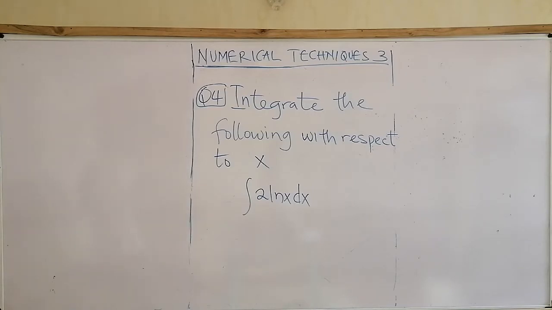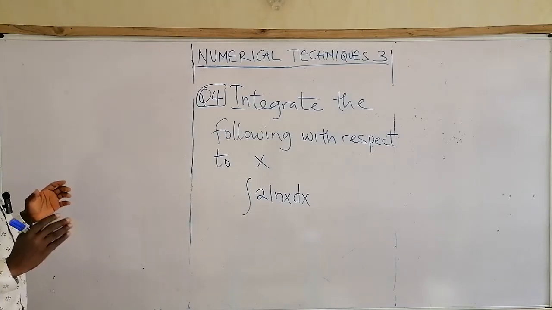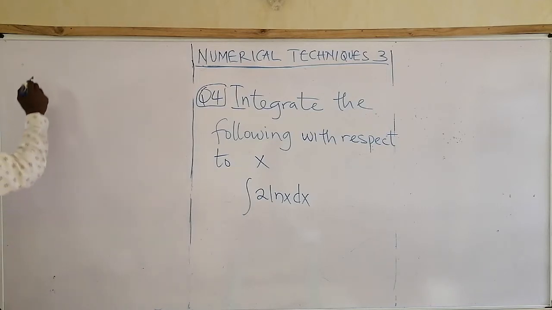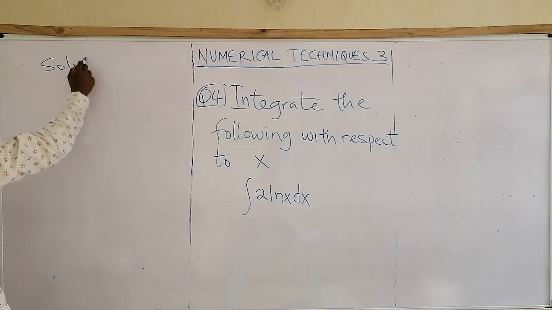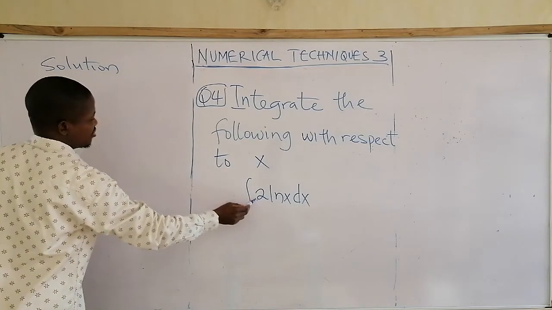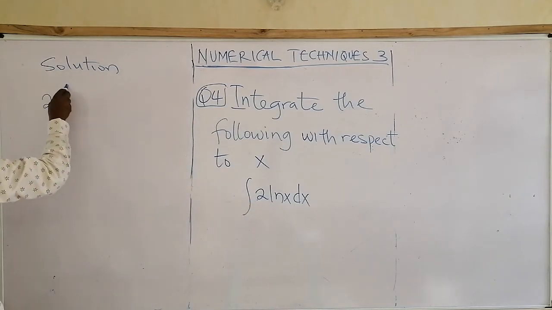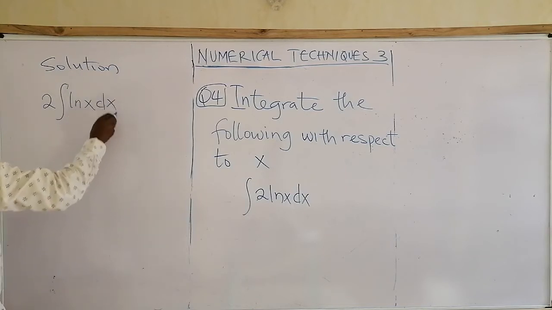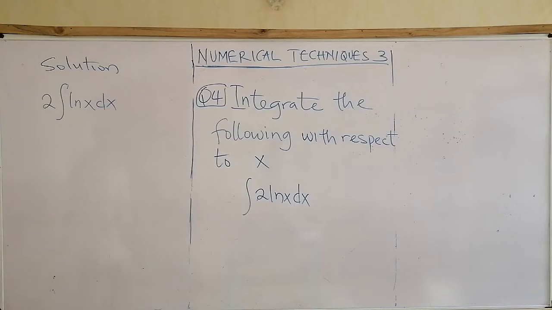Yeah, question 4. Integrate the following with respect to x. We have the lesson solution to that. The first thing we can do, we can take these 2 outside the integration. That will be 2 integral of ln x. So what we can do here, we are going to use integration because there is no direct table for ln x.